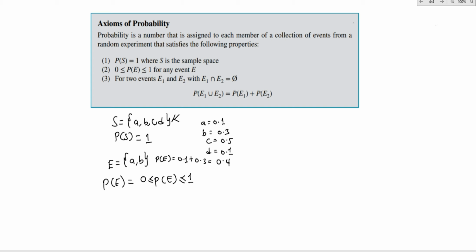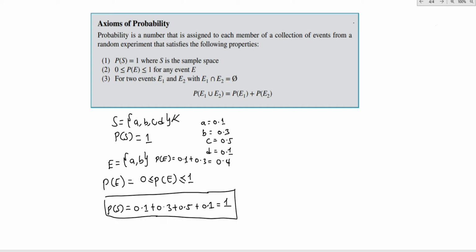And then if you are to find the probability of the sample space, that will be the sum of all the probabilities of the outcomes. So in that case, you are going to have 0.1 plus 0.3 plus 0.5 plus 0.1. All this will give us a value of 1. So this is what the first axiom is saying. I define the sample space and then give all the outcomes probabilities.